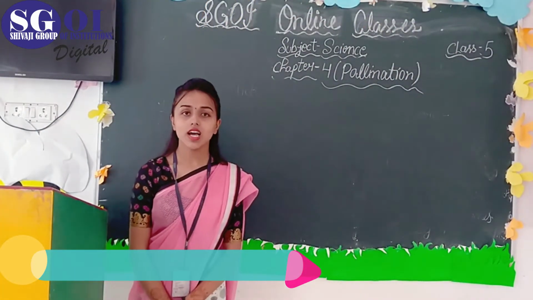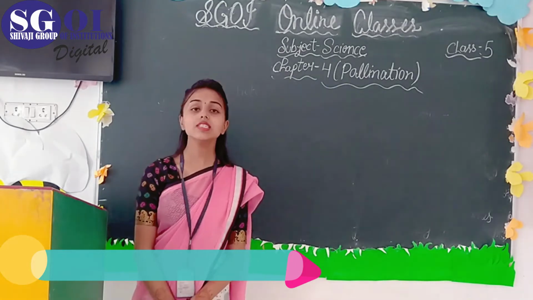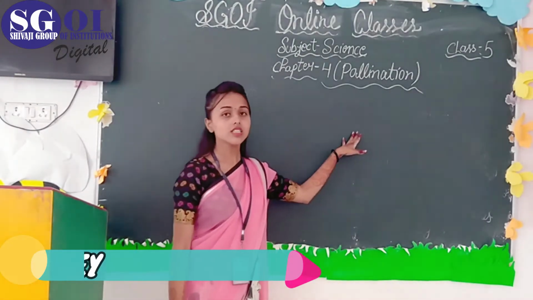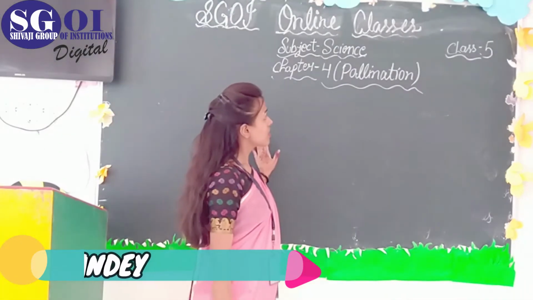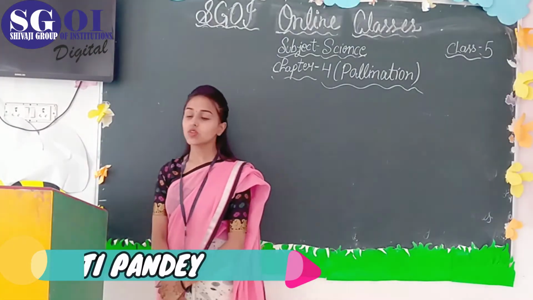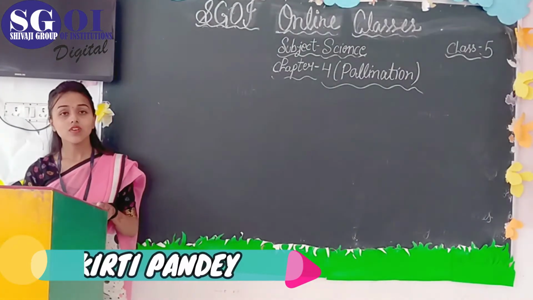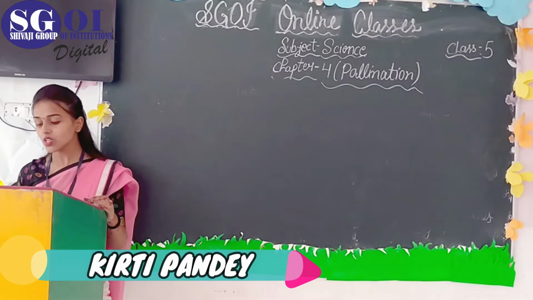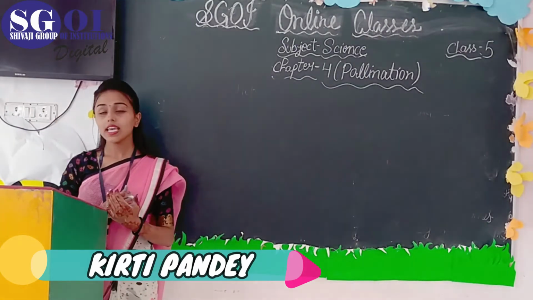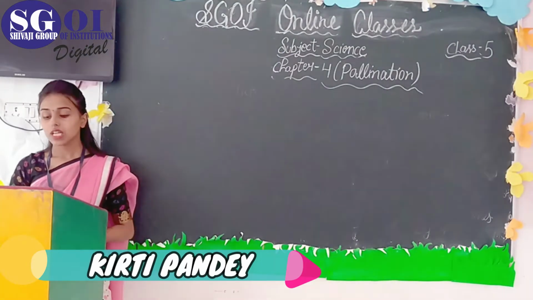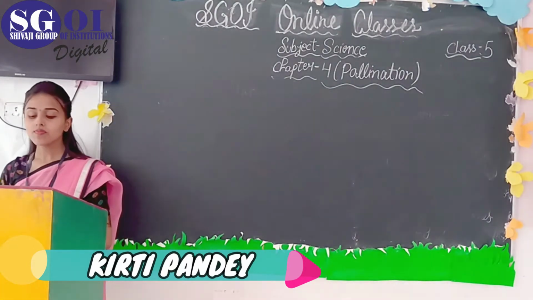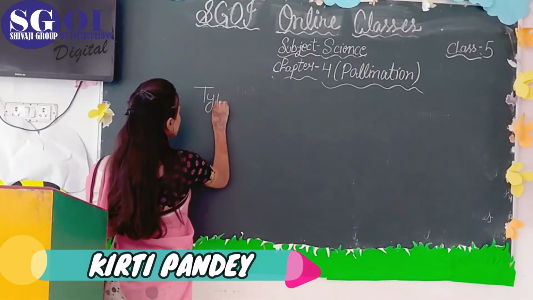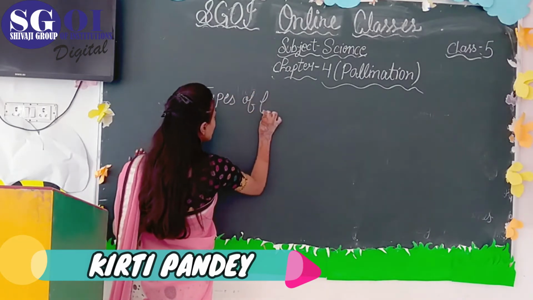Hello students, this is your science period and I am your science teacher. Students, in our previous classes we learned chapter 4, and the chapter name is pollination. In this chapter we learned topics like parts of a flower, what is a flower, complete flowers and incomplete flowers, and unisexual flowers. So again I am repeating these topics. Types of flowers.